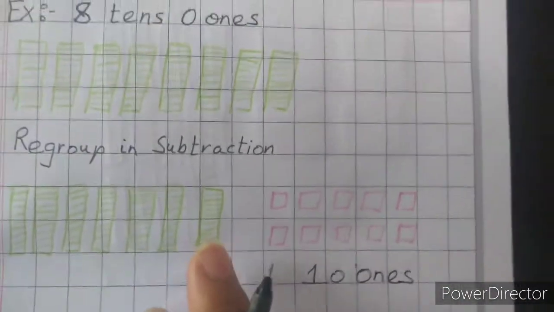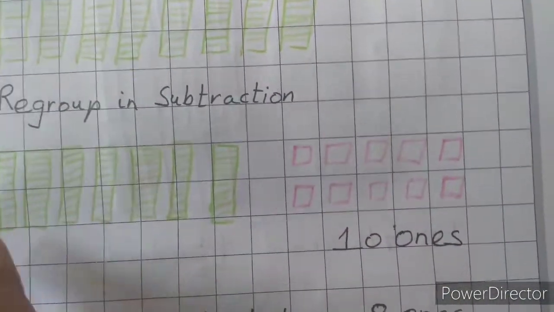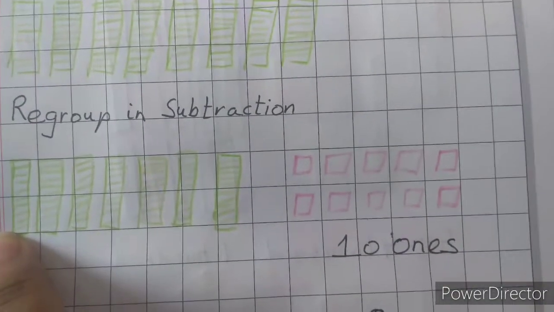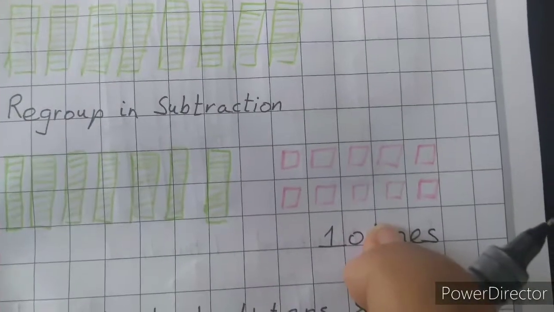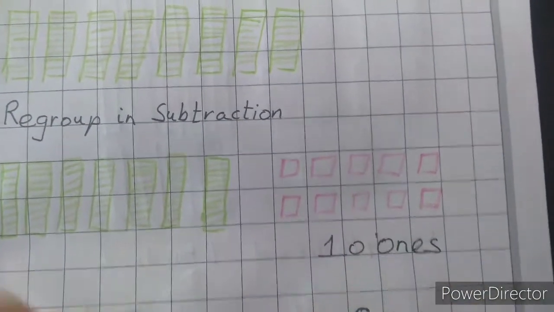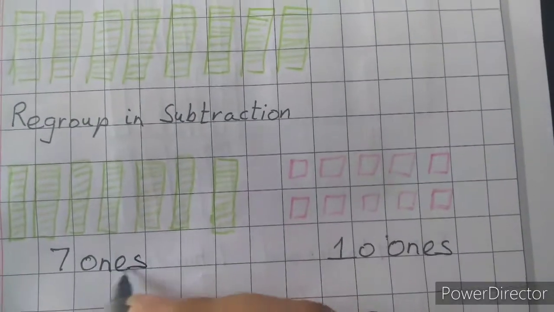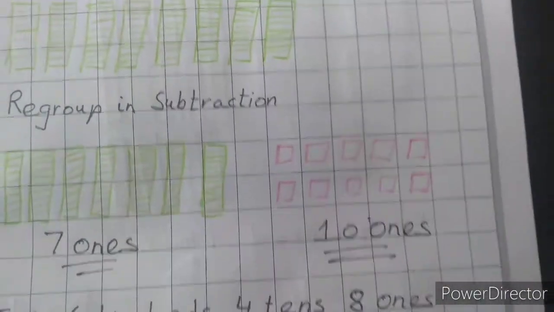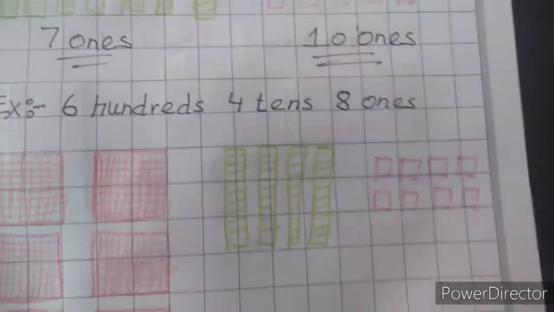And how many tens are left now? 1, 2, 3, 4, 5, 6, 7. Why only 7? Because 1 ten has been given to ones. So we will write 7 tens. This is our answer.